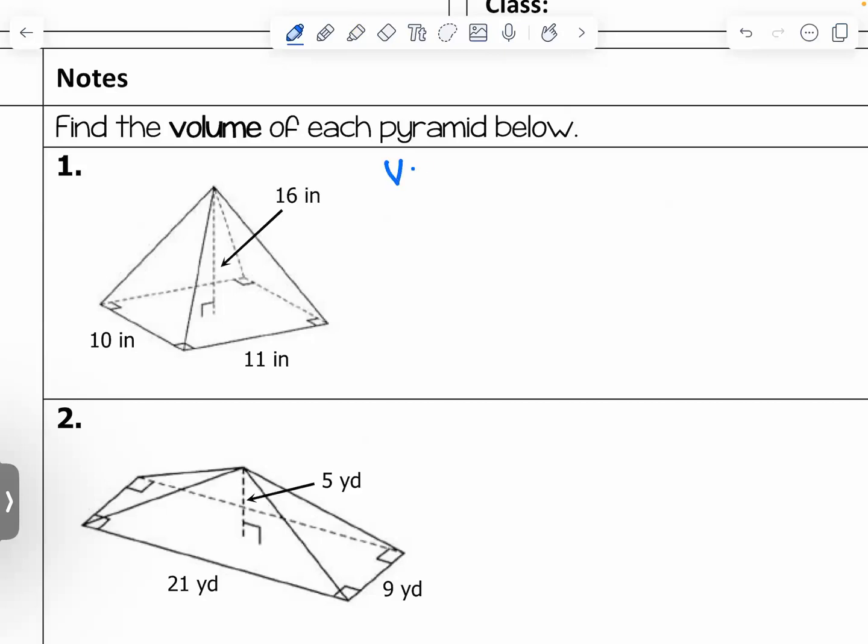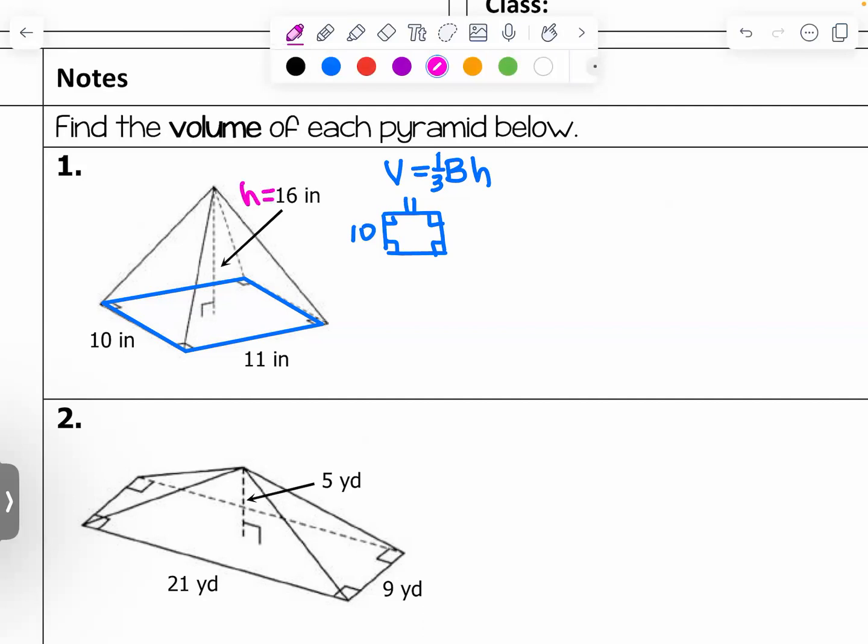Okay, so our volume is the area of the base times the height times 1/3. So what I think is a good idea is for us to highlight what our base is. I know it's just a rectangle, but I'm going to draw it over here, that our base is 10 by 11. Do we know the height of our pyramid? Okay, we know that 16 is the height of our pyramid.